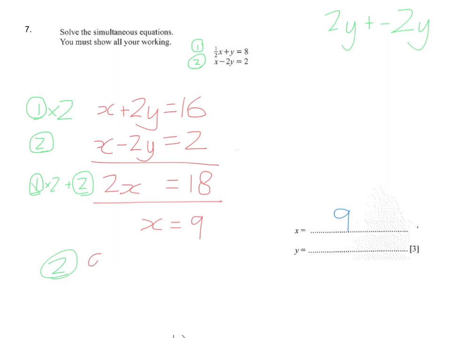So instead of writing x, I'm going to write 9. So 9 take 2y is 2. So negative 2y is negative 7. Divide both sides by negative 2. Gets me 3.5 or 7 over 2. Either one of them would be perfectly acceptable.